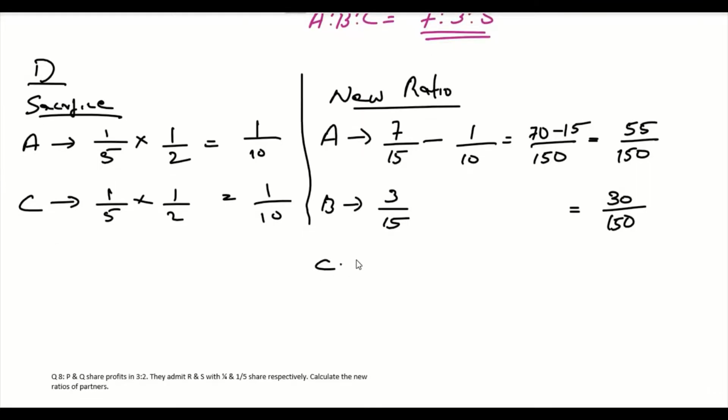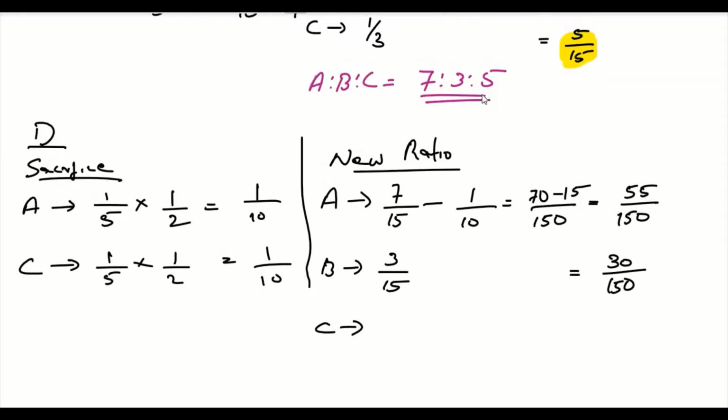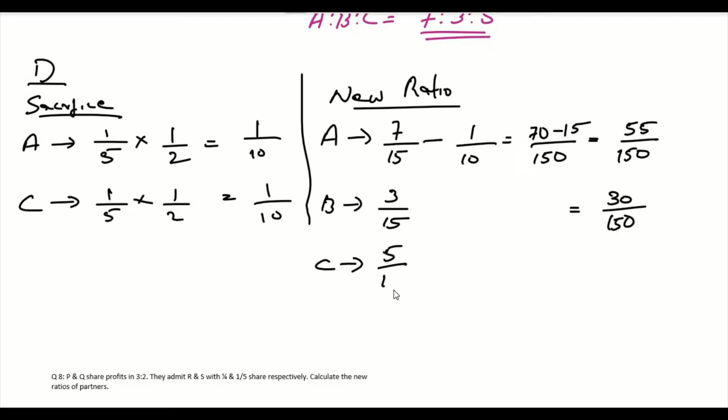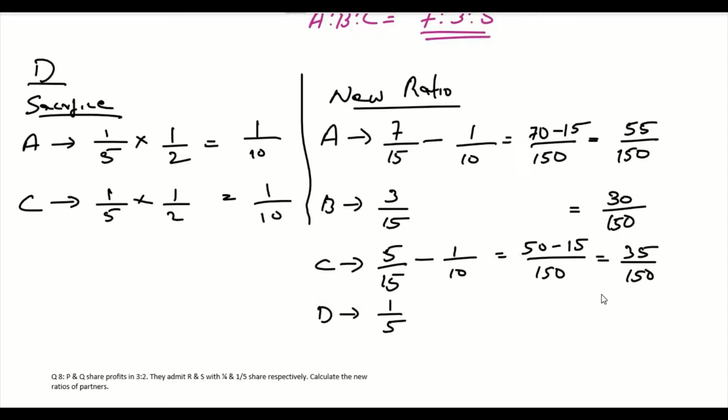Now we have C. C, his new share is 5/15 and he is sacrificing 1/10. So that is equal to 50 minus 15 divided by 150, that is equal to 35 by 150. Now we know D's share because it is given in the question, it is 1/5. If you wanted to keep a common denominator, it is going to be 30 by 150.